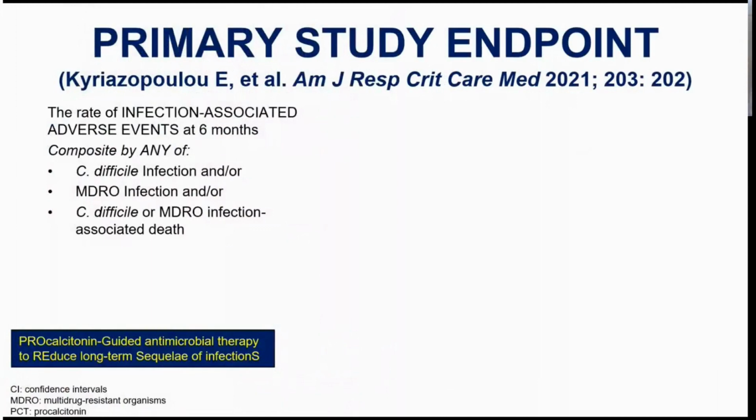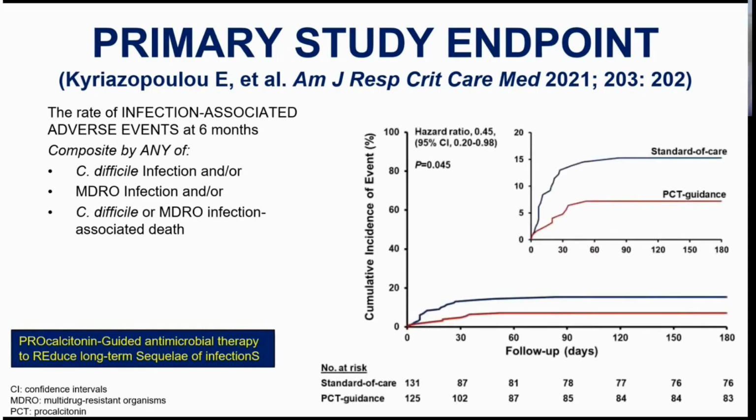The primary endpoint was whether, through this approach, we could decrease what we call the adverse events of an infection. In other terms, whether a patient could get an infection by drug-resistant bacteria, or infection by Clostridium difficile, or death due to baseline infection by drug-resistant bacteria or Clostridium difficile. So this is the primary study endpoint of what we call the PROGRESS trial, which is indeed unique.